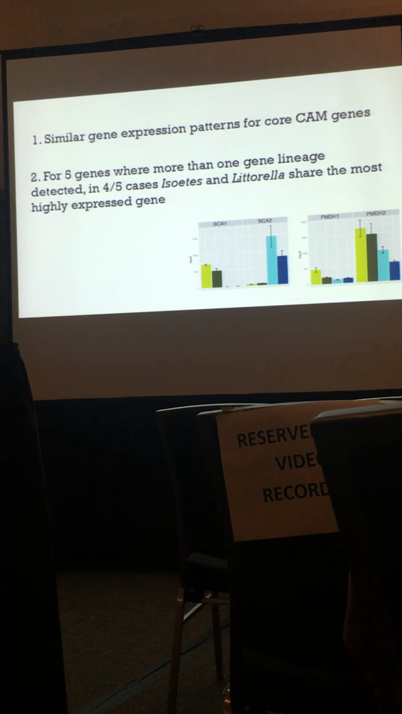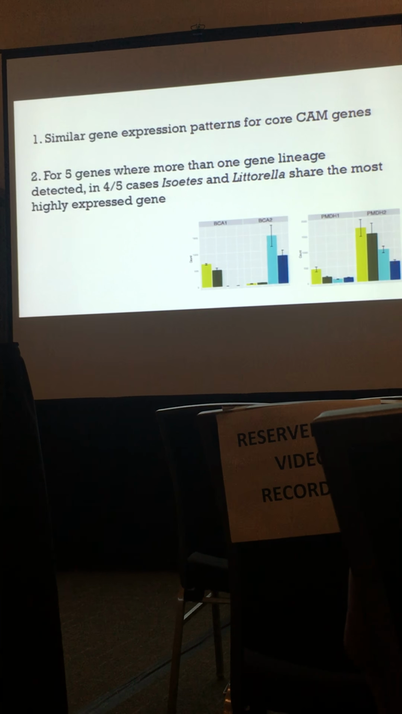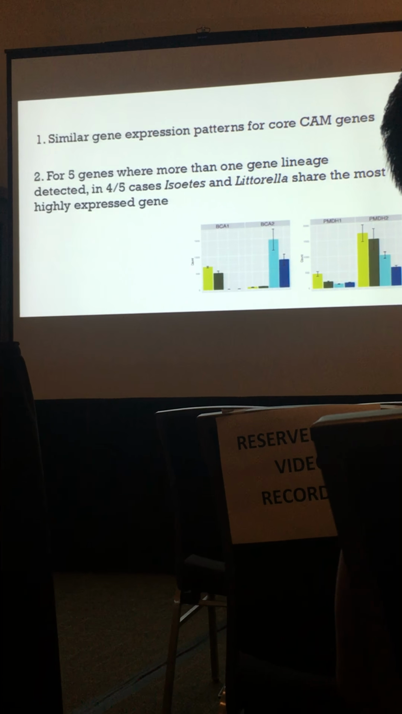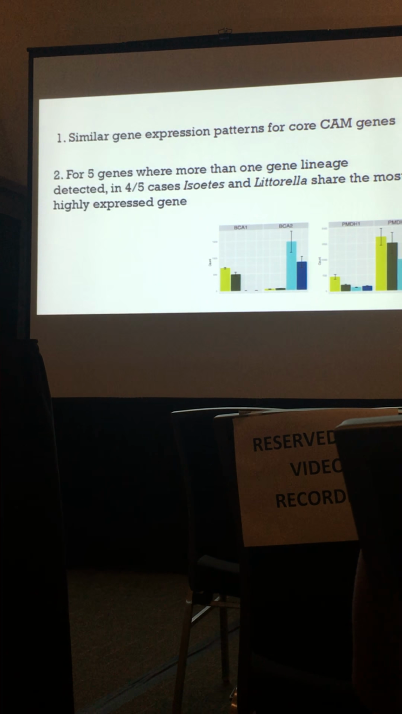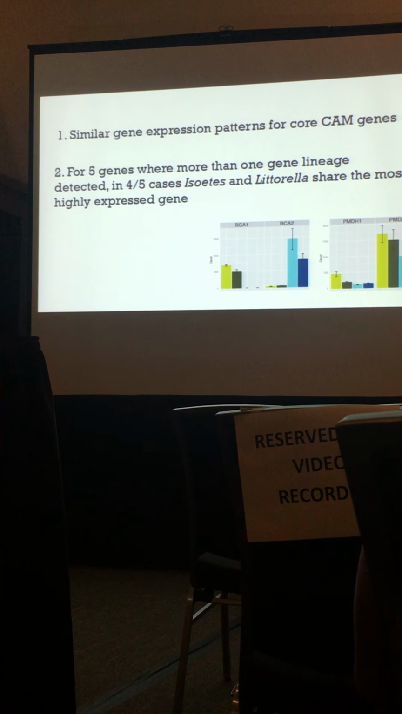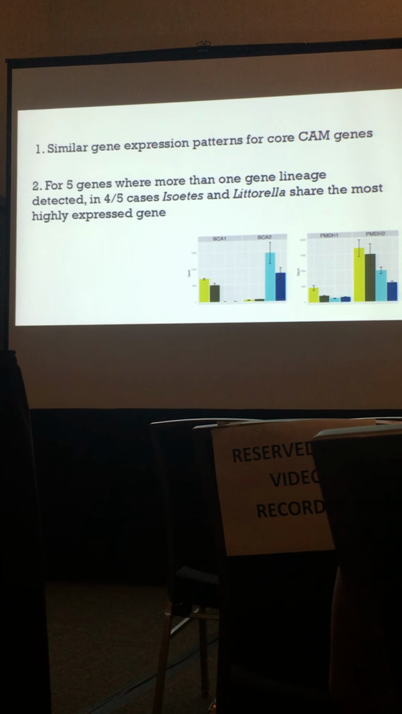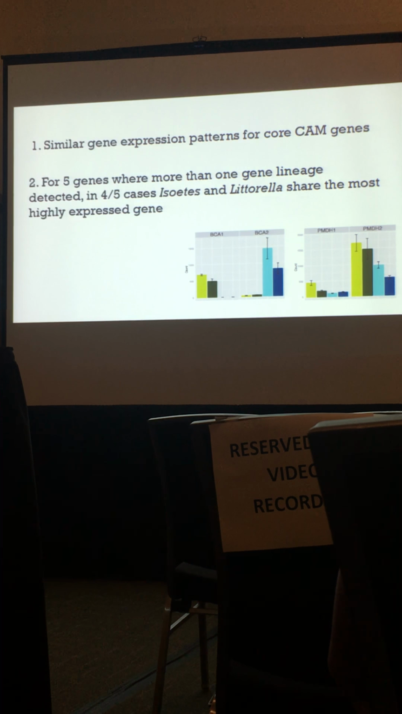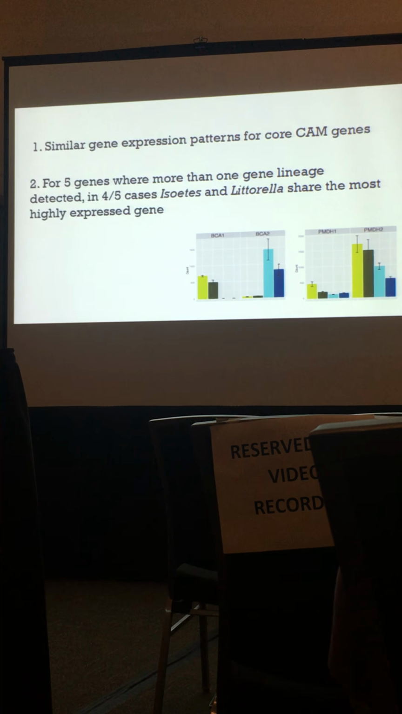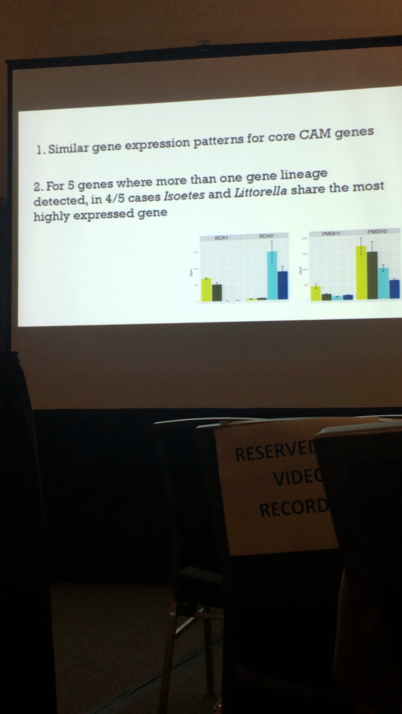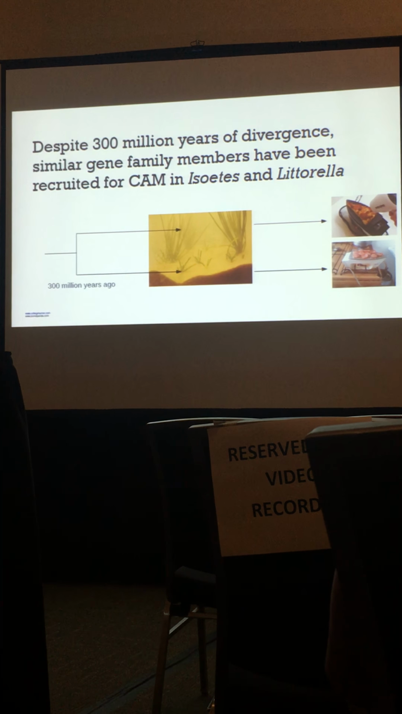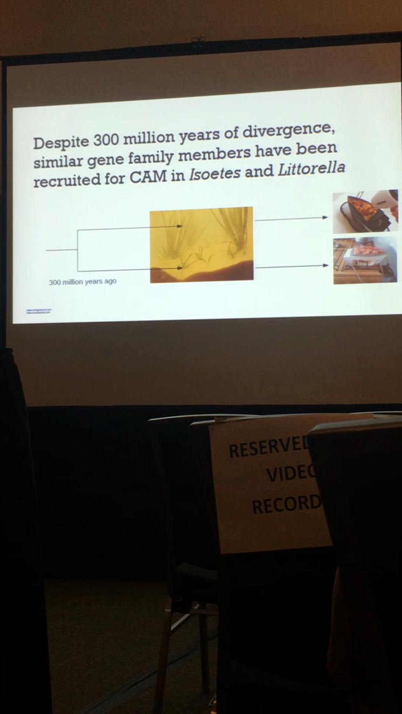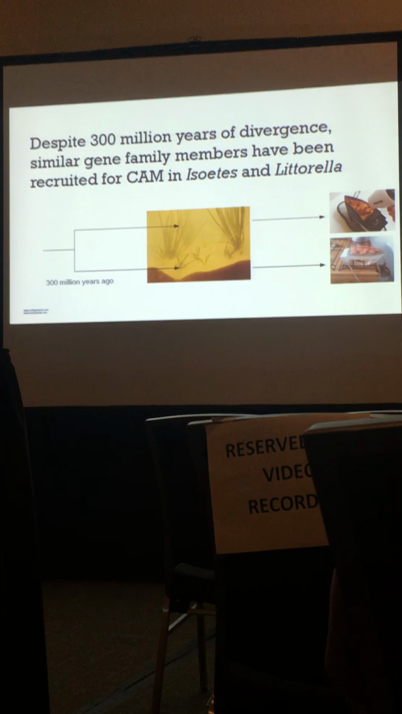The panel on the left is beta carbonic anhydrase, and you can see that green, the Littorella, is expressing the BCA1 more highly, but the Isoetes in blue is expressing BCA2 more highly. But in those other cases, with PMDH, you hopefully see the Isoetes and Littorella are both most highly expressing PMDH2 as opposed to PMDH1. So, despite 300 million years of divergence, they've recruited similar gene family members for CAM.